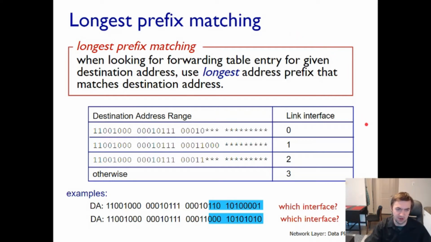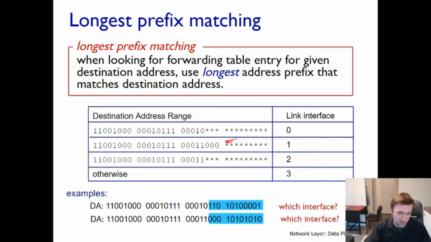So here is our destination address range. We have these prefixes here. These are the numbers you can actually see, and then everything with the asterisks could be anything, whatever values it happens to be. Here's a couple of values at the bottom. Which interface do these belong to?